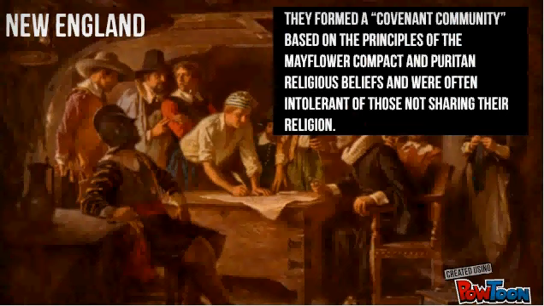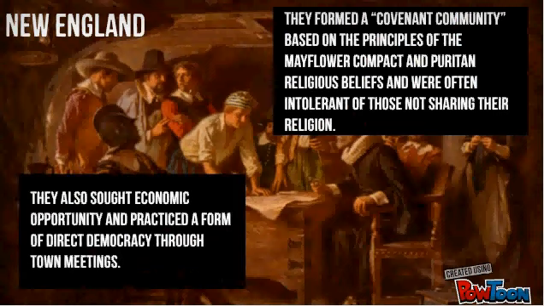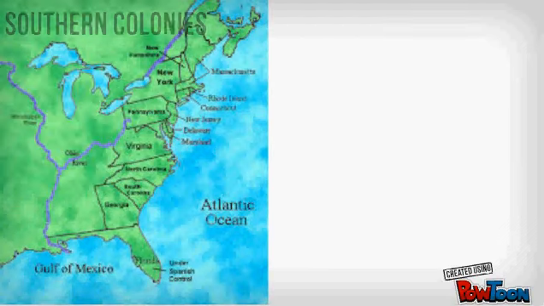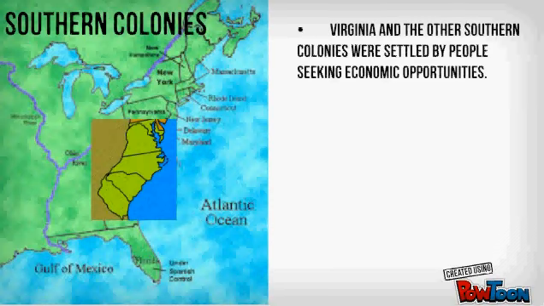They, oddly enough, were oftentimes intolerant of other religions, but they weren't just there for religious freedom, although that was their main motivation. They also sought economic opportunity, and they practiced a form of direct democracy. Now, in the middle colonies, this is mostly English, Dutch, German immigrants. They were looking for both religious freedom and economic opportunity. And in the south, the southern colonies, this is us. They were pretty much just looking for economic opportunities.